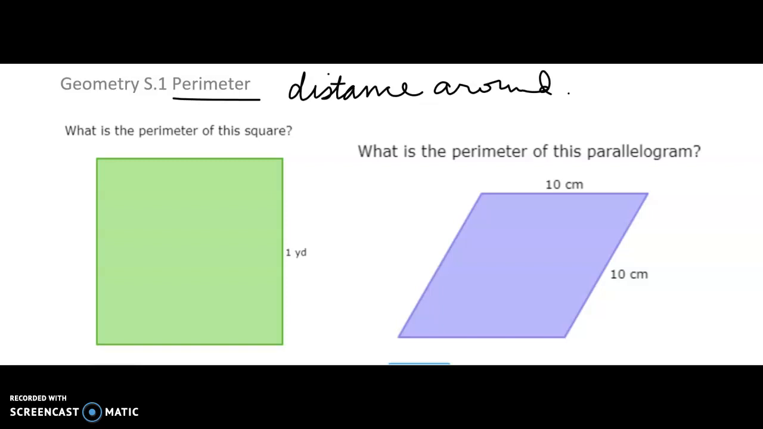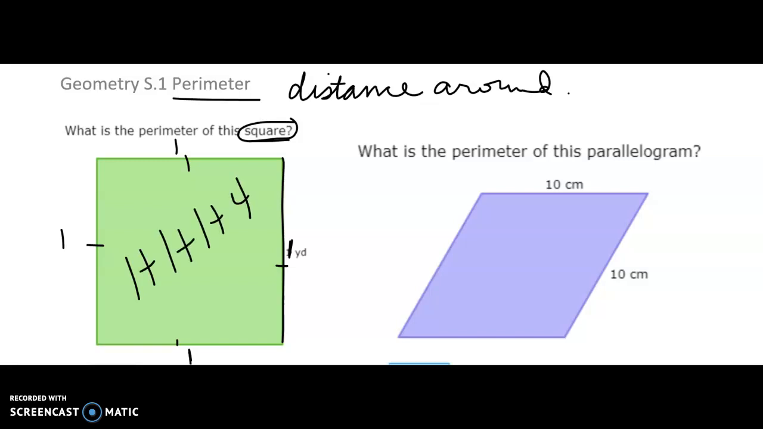So on the first one, it says, what is the perimeter of this square? And the only thing they give you is this side is 1 yard long. Well, because it's a square, you know that all of the sides are the same length. So if one side is 1 yard, then all of them are 1 yard. And 1 plus 1 plus 1 plus 1.